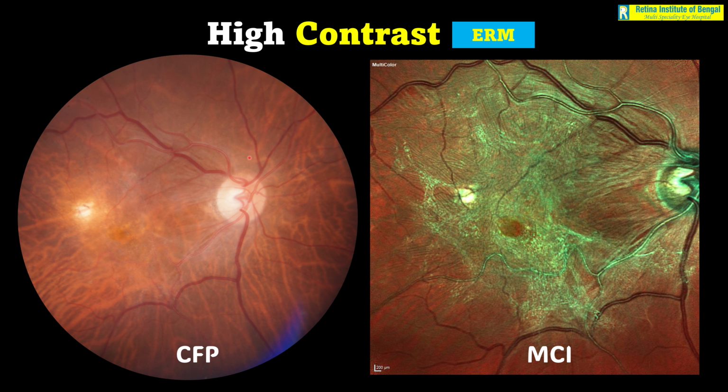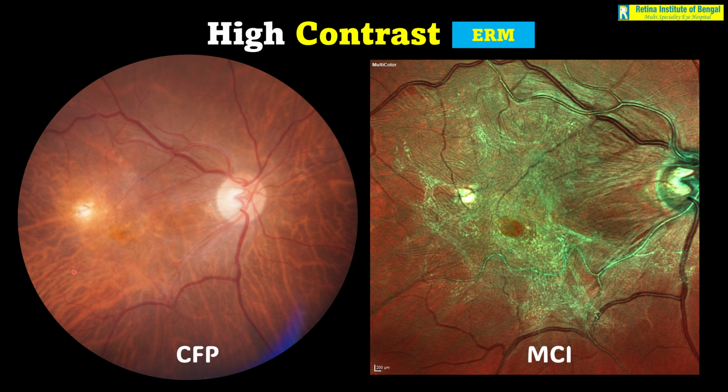The first thing is the color fundus photo is a flashlight based system, whereas this is a scanning laser ophthalmoscope. So naturally the images are in high contrast, which means you can pick up fine details. These two images are of the same patient.